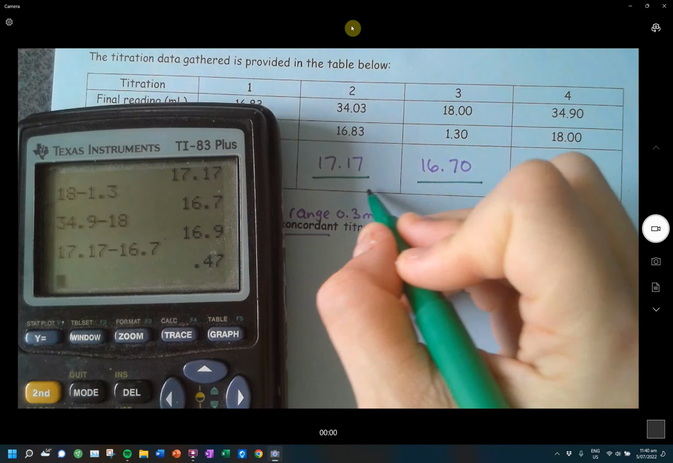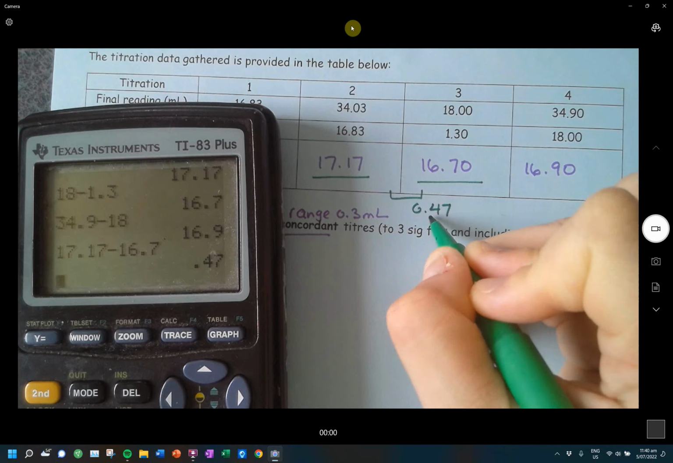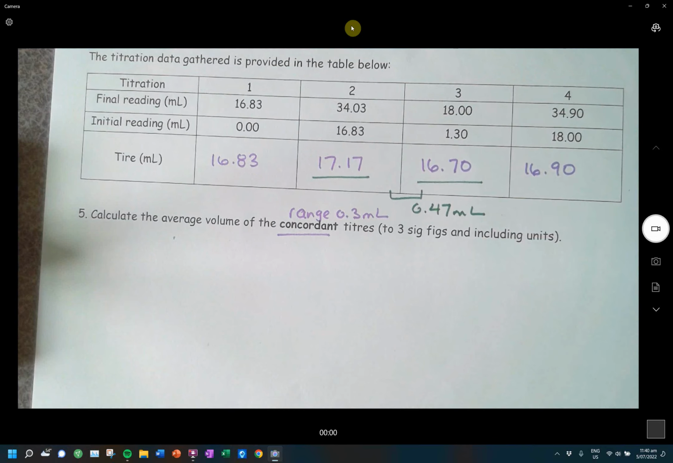And it's not. When I do this range, it is 0.47 milliliters. So that range is too large. So now I need to decide what number to eliminate. Are we okay with that so far?